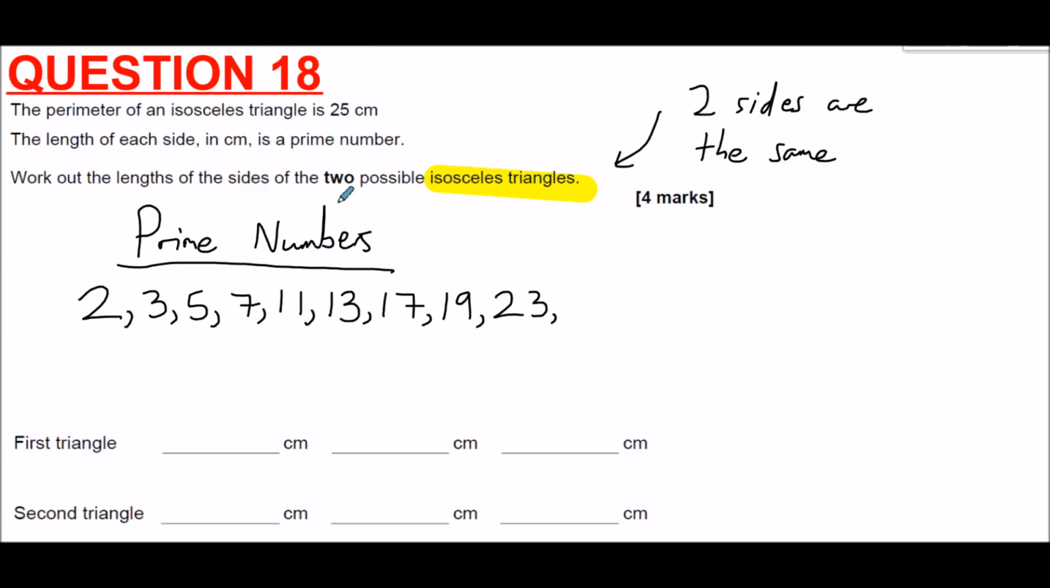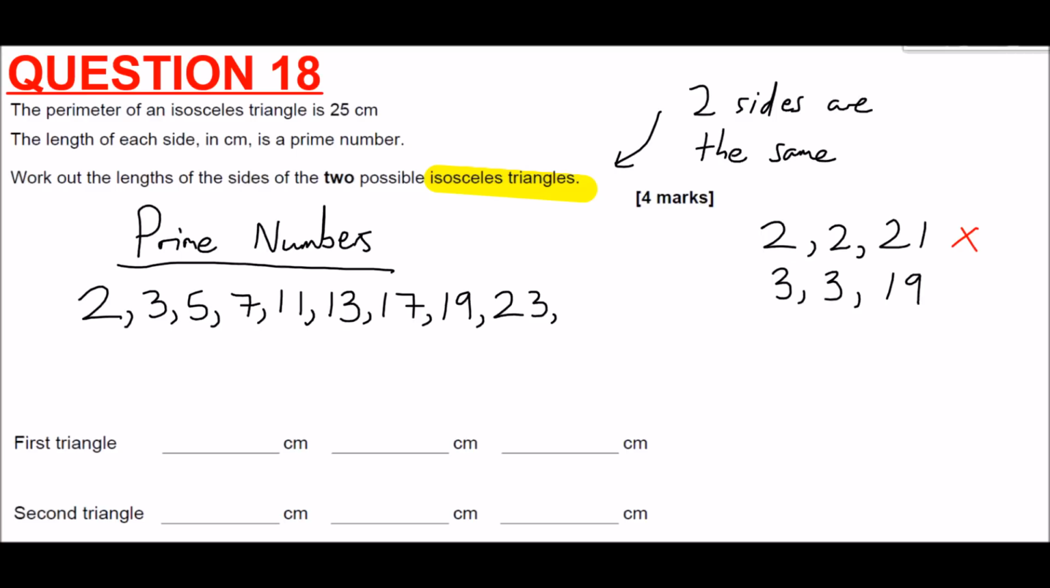So could we have 2, 2, and 21? No, we couldn't, because 21 isn't in the list. Could we have 3 twice? Maybe we could have 3 and 3. Now 3 and 3 would be 6, but then the third side would need to be 19. Now it's tempting to say that one would work, and I'll be honest, I was tempted for a second to say that one would work, because all of these numbers are prime and they add up to 25.